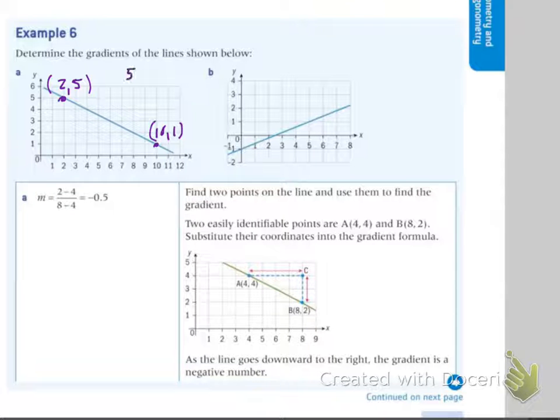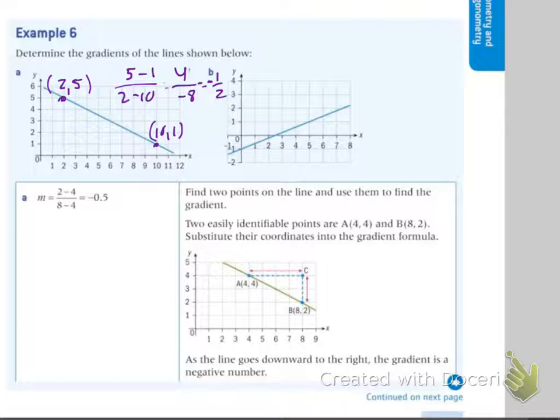So 5 minus 1 over 2 minus 10, negative 4 over negative 8, and that is 1/2. And guess what? Oops. That's not a negative 4. That is a positive 4. So it's a negative 1/2. So we still get the same thing.